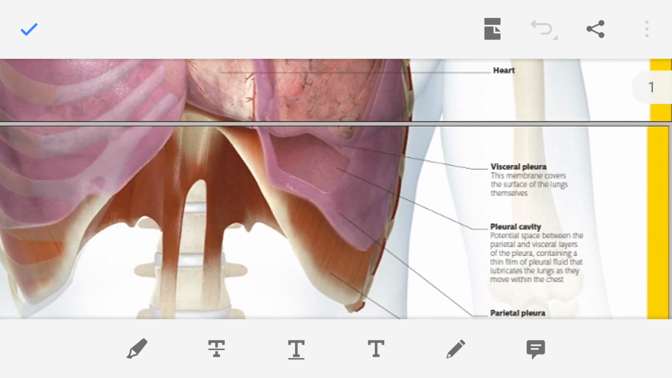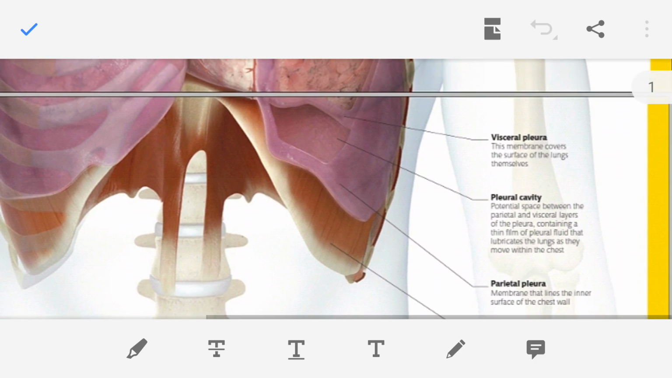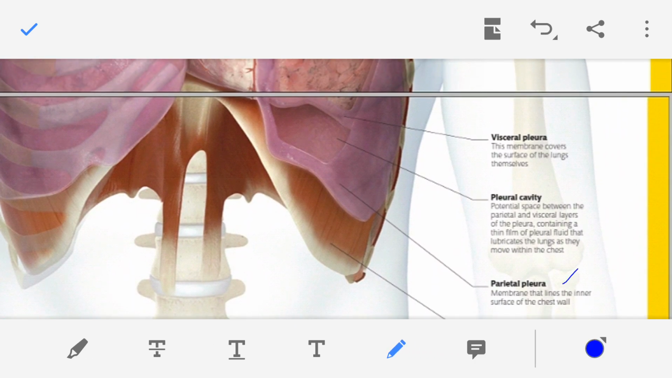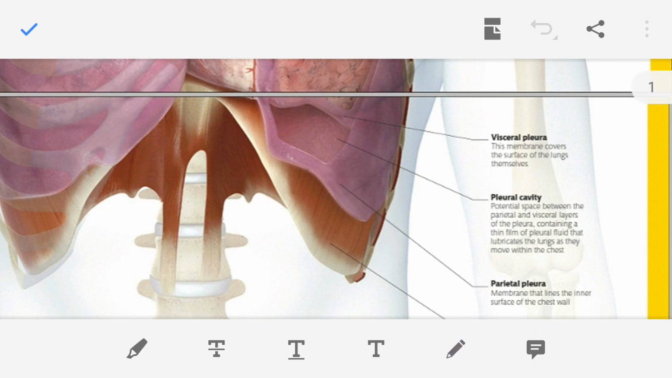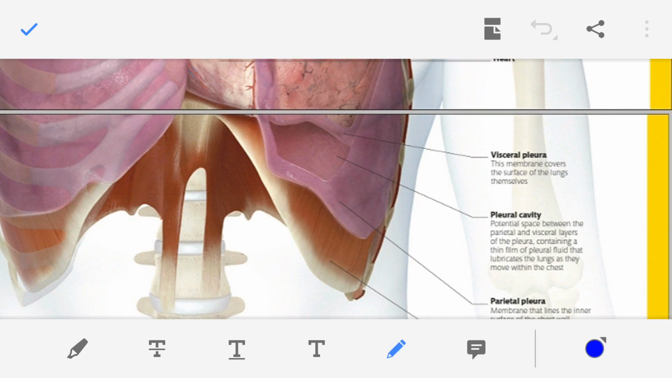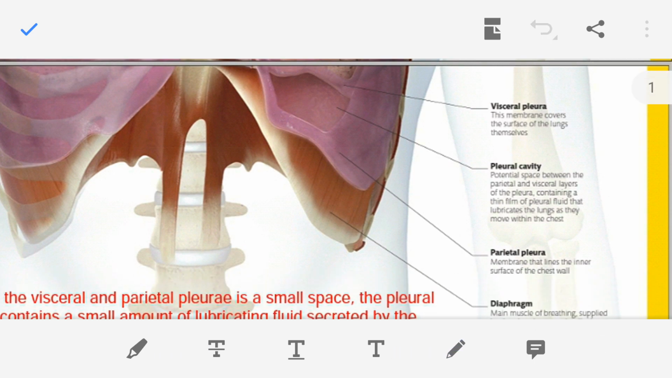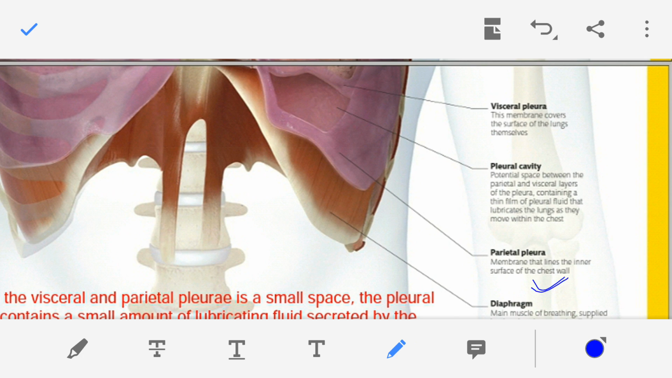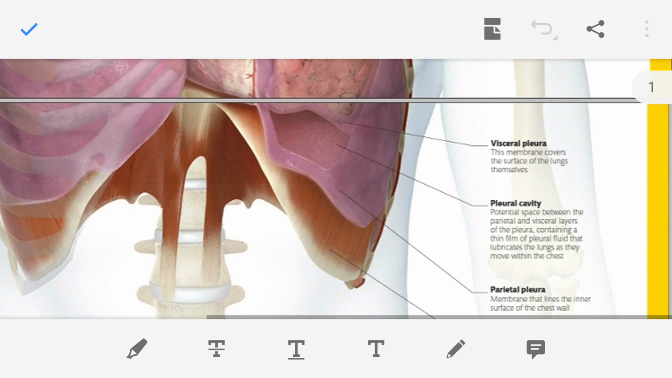Then there is the parietal pleura. Now, what is the parietal pleura? It is the membrane that lines the inner surface of the chest wall. So first, around the lung, the visceral pleura is there, and then there is the parietal pleura towards the chest wall, or towards the thoracic cavity.